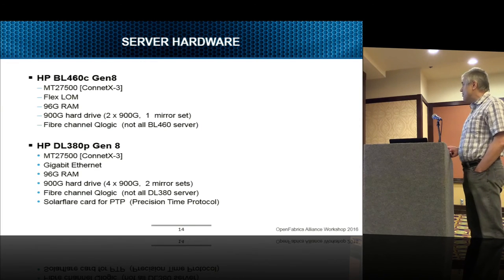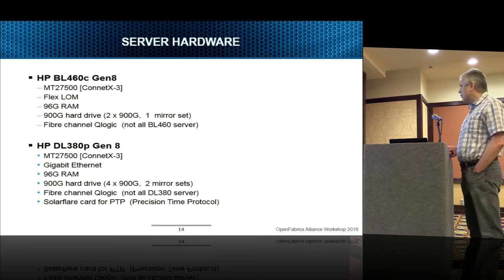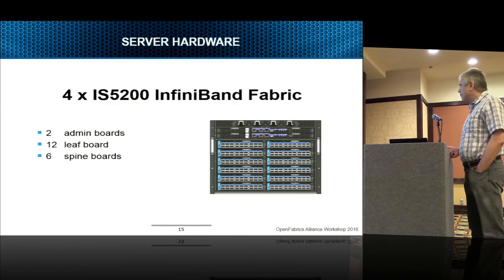Only the addition is here inside: we have the fiber channel inside, and also the Solarflare card for the PTP time. So that is how the 5200 looks. This is complete. We have 2 admin boards inside, we have 12 leaf boards, and we also have 6 spine boards.